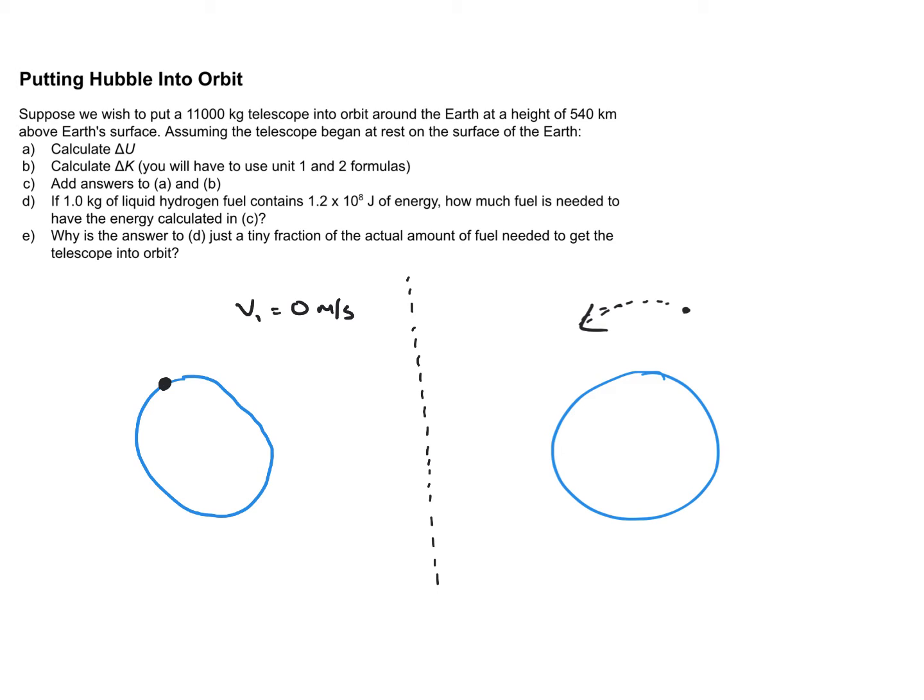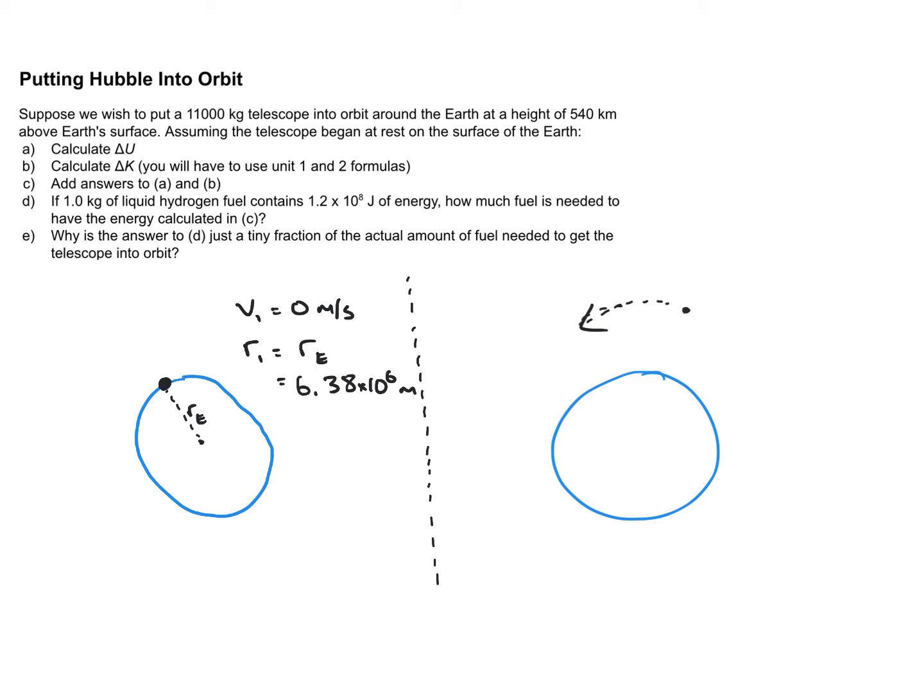And in terms of gravitational potential energy at the beginning, we're going to use the formula for gravitational potential energy, but the distance is going to be whatever the radius of the Earth is. Okay, that's how far the telescope is from the center of the Earth. It's whatever the radius of the Earth is, which we can look up in our document of useful values. The radius of the Earth is 6.38 times 10 to the 6 meters.